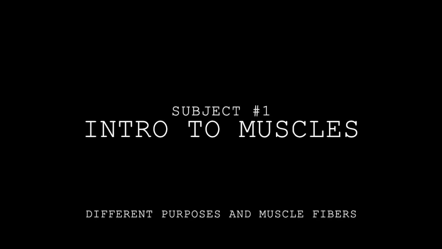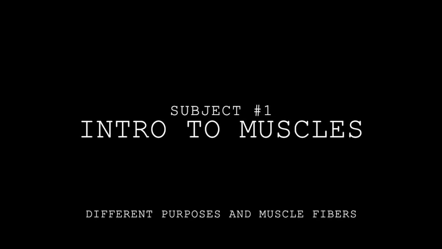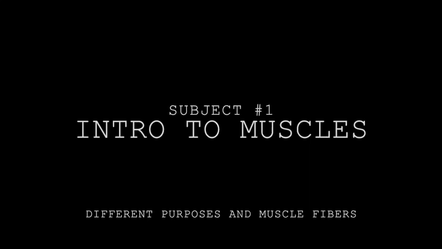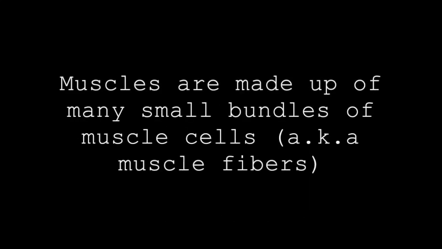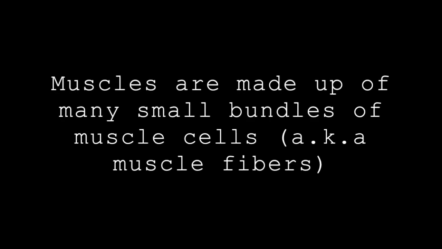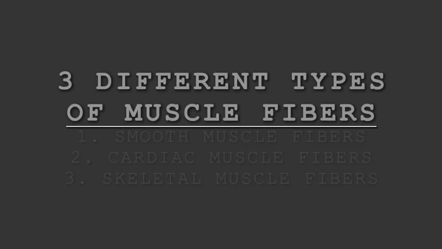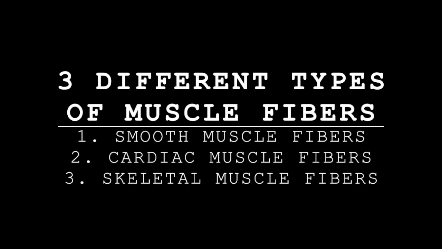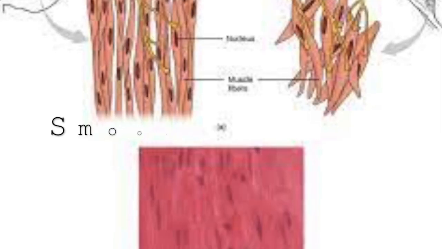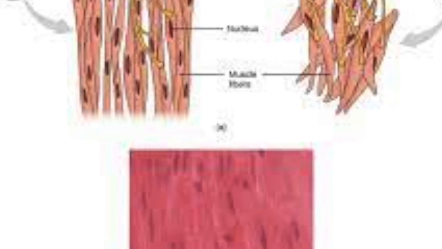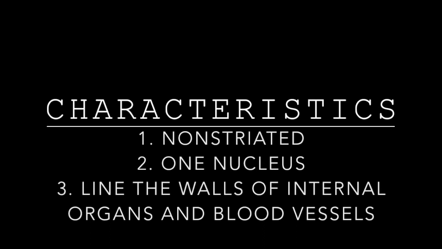Let's jump into a basic intro to the different types and purposes of muscles. A muscle is made up of many small bundles of muscle cells, also known as muscle fibers. The muscular system has 3 different types of fibers: smooth muscle, cardiac muscle, and skeletal muscle. The first type, smooth muscle fibers, are non-striated muscles and do not have light and dark bands. Smooth muscle fibers only have one nucleus, or are uninucleated.